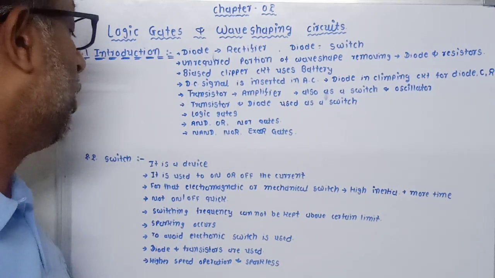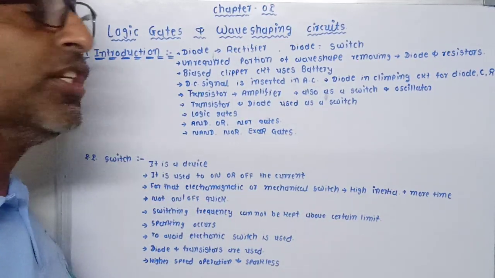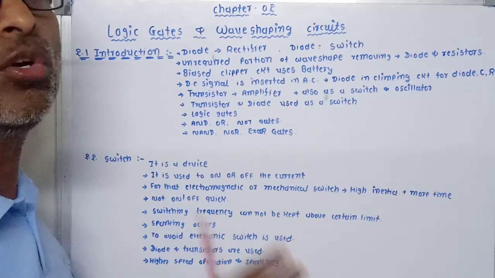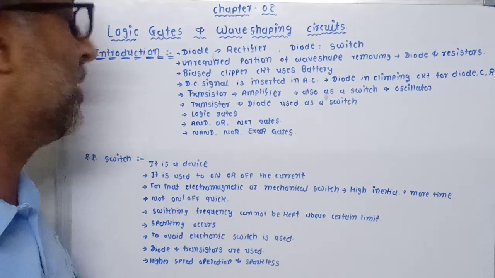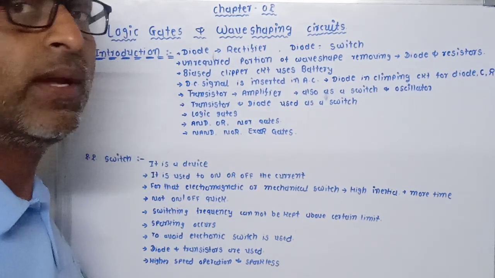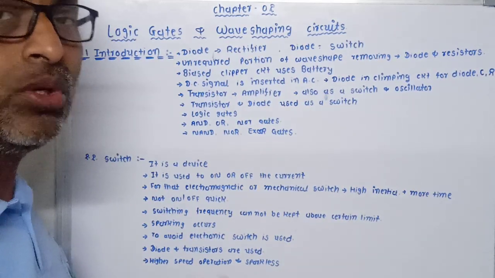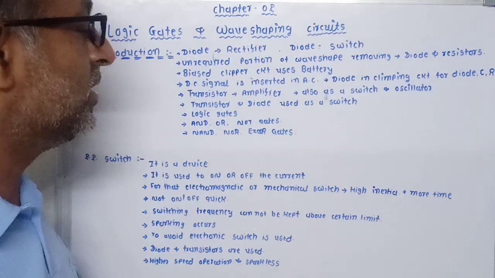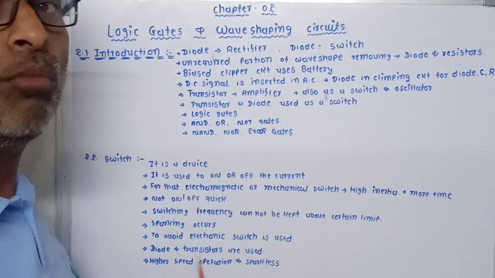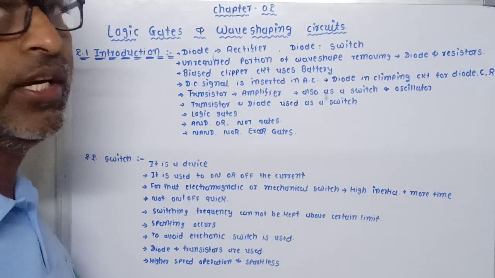So first of all, what is a switch? Now, a switch is a type of device. It is used to turn the current on and off in the circuit. So we can control the equipment by using this switch. For that, as a switch, we use an electromagnetic switch or mechanical switch. But both switches have higher inertia. That means it takes more time to turn on or turn off the circuit or the equipment.